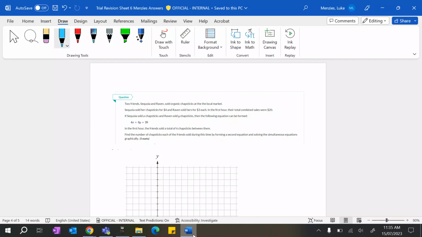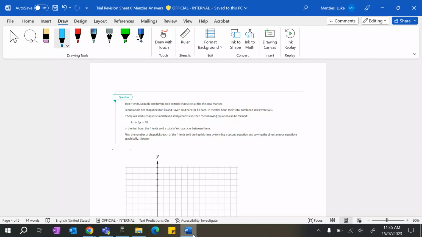S sold her chapsticks for $4. R sold hers for $3. In the first hour, their total combined sales were $20. If S sold X chapsticks and R sold Y chapsticks, the following equation could be formed. In the first hour, the friends sold a total of six between them. Find the number of chapsticks.